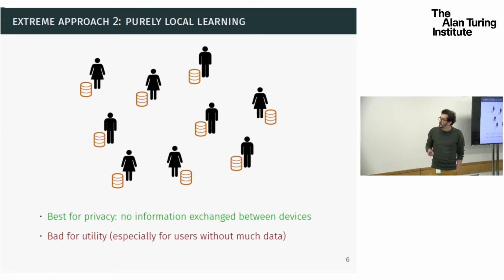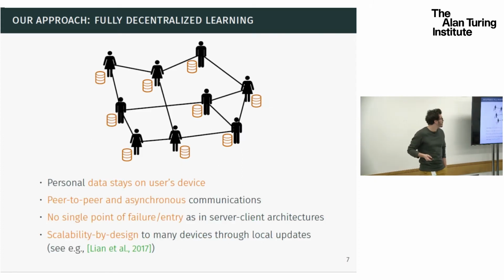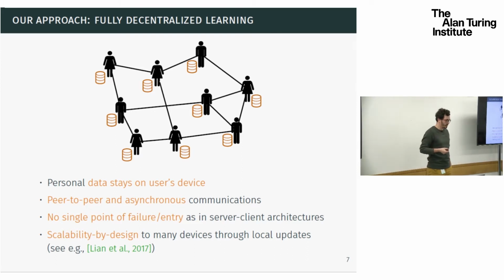So what I'm going to be interested in today is what I call the fully decentralized learning approach, where, like in these purely local models, I'm going to keep the data on each user device. The data is never going to leave the devices, but I'm going to allow some communications between users. The way I'm going to allow communications is in a peer-to-peer and asynchronous manner. So you can see that this architecture has a graph where a node is a user with its database, and there's a link between two users if they can exchange information directly.